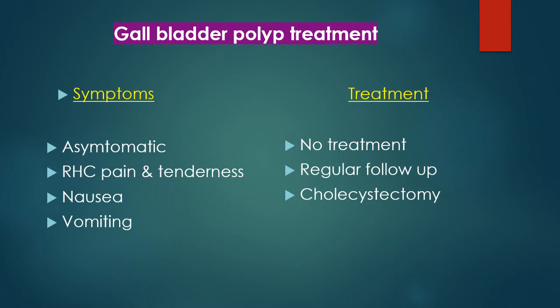Regarding symptoms of gallbladder polyps, most of them are asymptomatic. Sometimes they develop symptoms like gallstone disease, obviously pain and tenderness, nausea, vomiting. Treatment, basically there's no treatment as long as they are less than 1 centimeter. Just regular follow-up to check on the size, to see whether the polyp is growing in size. If not, you leave them alone. If the polyps increase in size to more than 1 centimeter, then a laparoscopic cholecystectomy is advised.